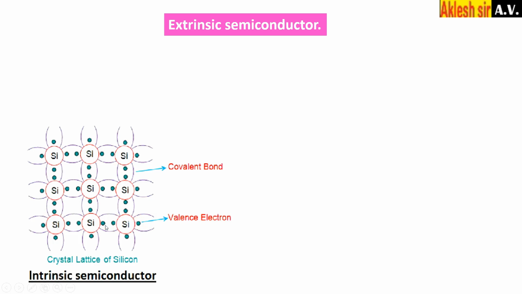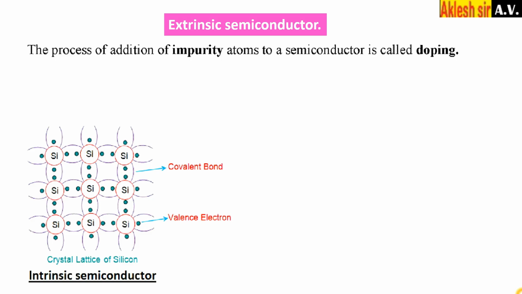Here each dot represents the outermost shell electrons. You can see this silicon has 4 electrons in the valence band, and it is sharing 1 electron with each neighboring silicon atom. So in total there are 8 electrons surrounding one silicon atom. Now there are no free electrons present in it. So what I will do is increase the conductivity of the semiconductor, and that process is known as doping.